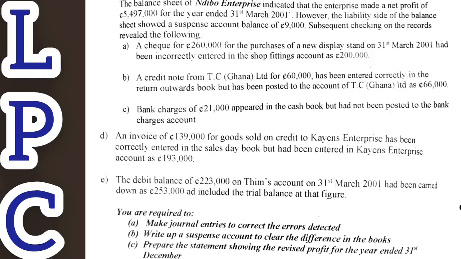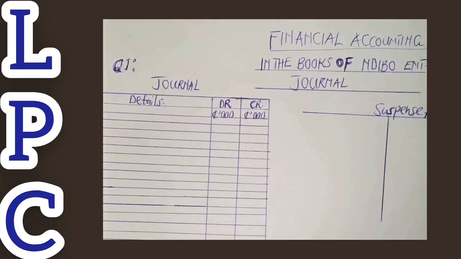You are required to: A. Make journal entries to correct the errors detected. 2. Write up a suspense account to clear the difference in the books. Then lastly, prepare a statement showing the revised profit for the year ended 31st December 2001. So that is the requirement of the question. So let's get started.